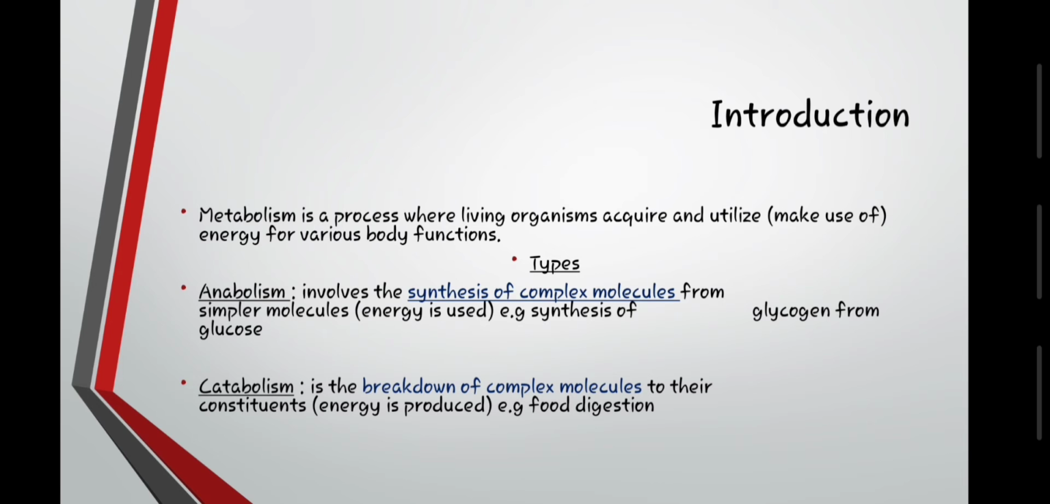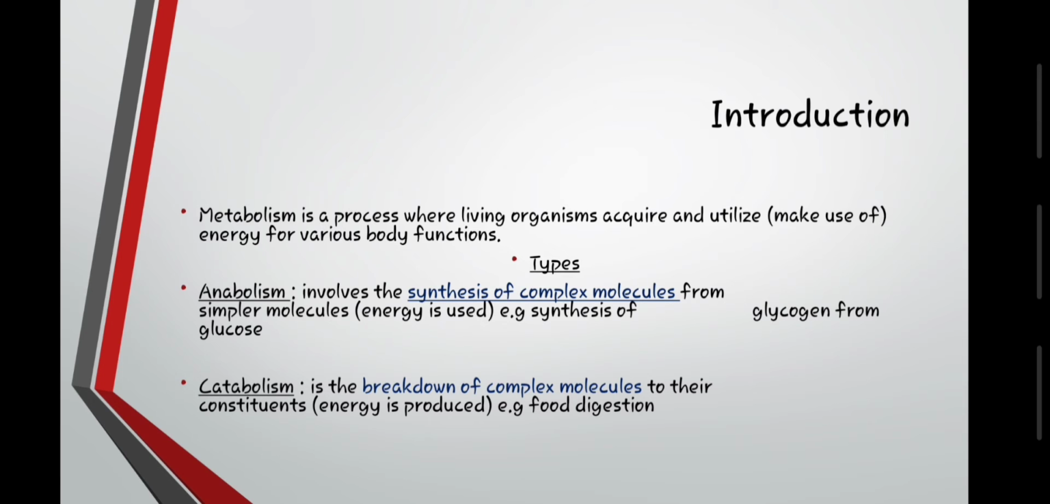So in anabolism, there is a synthesis of complex molecules from simpler molecules. For example, synthesis of glycogen from glucose. So you are starting with simpler molecules and you're ending up with complex molecules. For example, if you want to have a carbohydrate, you start with simpler molecules like glucose, so you end up with a bigger molecule. And for this process to happen, you need energy. So in anabolism, energy is utilized.